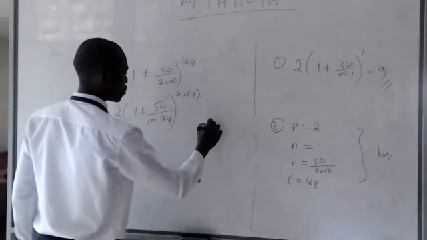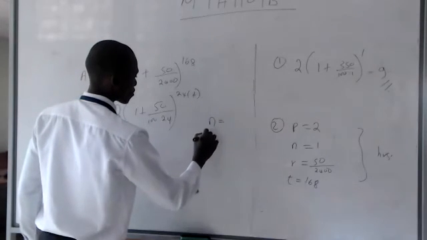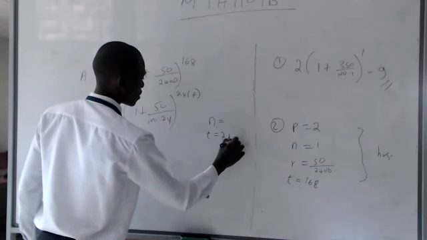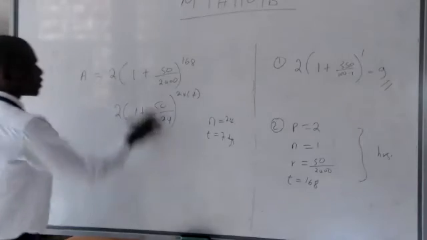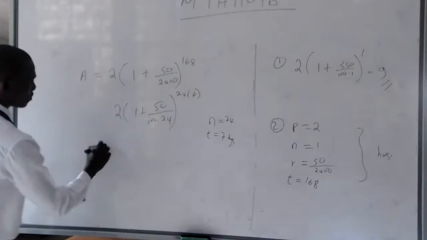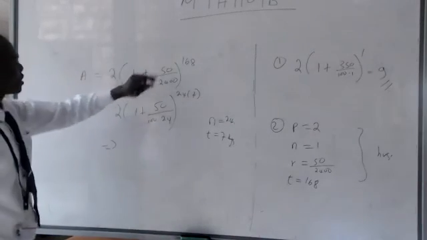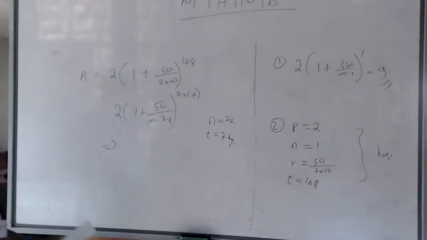This is if you choose that you will have t as 7 days, n as 24 periods in 1 hour. You're getting the same. So what does this give you? Put this in your calculator. 2 times 1 plus this fraction raised to 168.